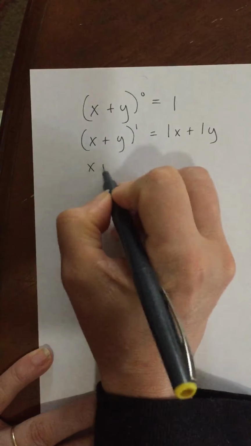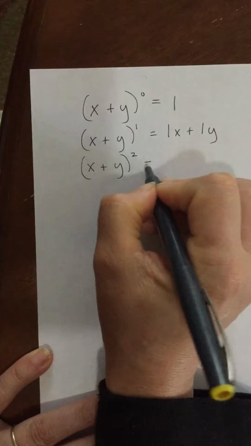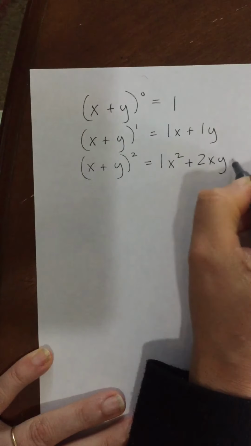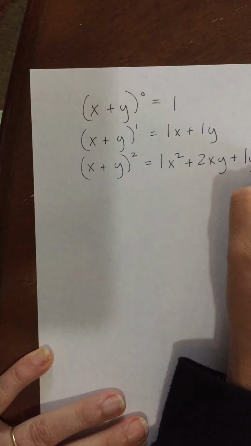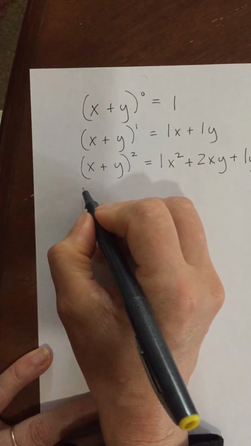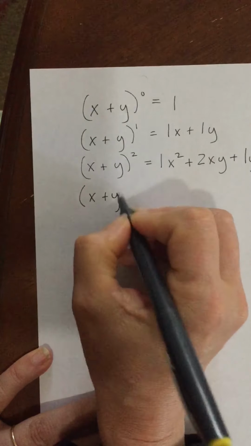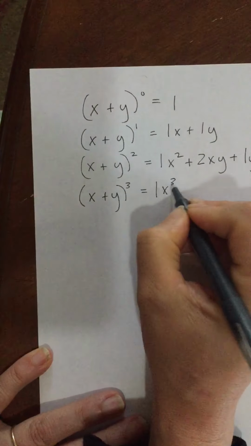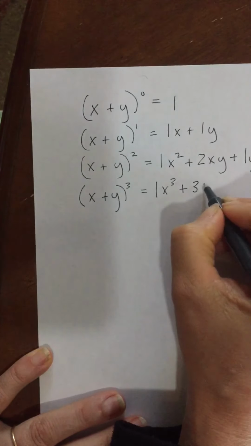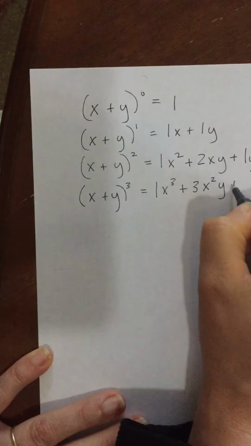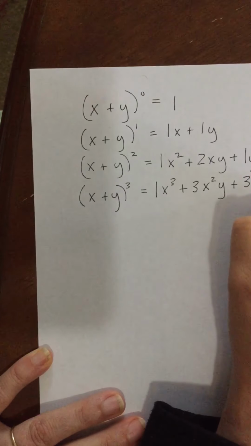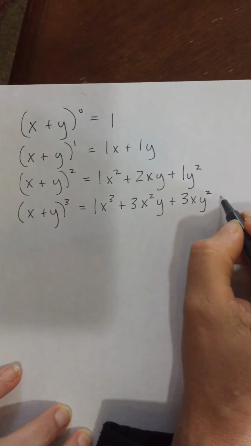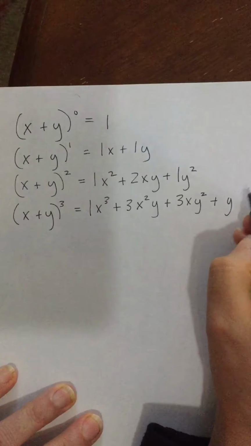Okay, let's do x plus y squared. Hopefully you can do that mentally: 1x squared plus 2xy plus 1y squared. Okay, hopefully you're recognizing something. We already did x plus y cubed on another page, and what it looked like was 1x cubed plus 3x squared y plus 3xy squared, and then plus y cubed.